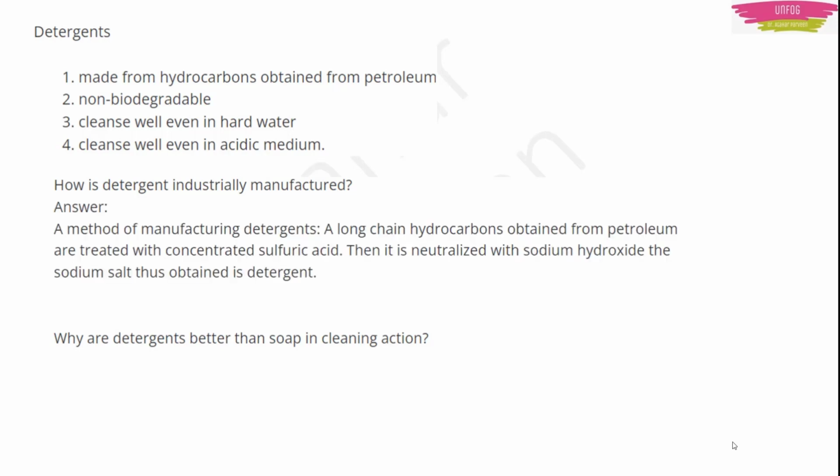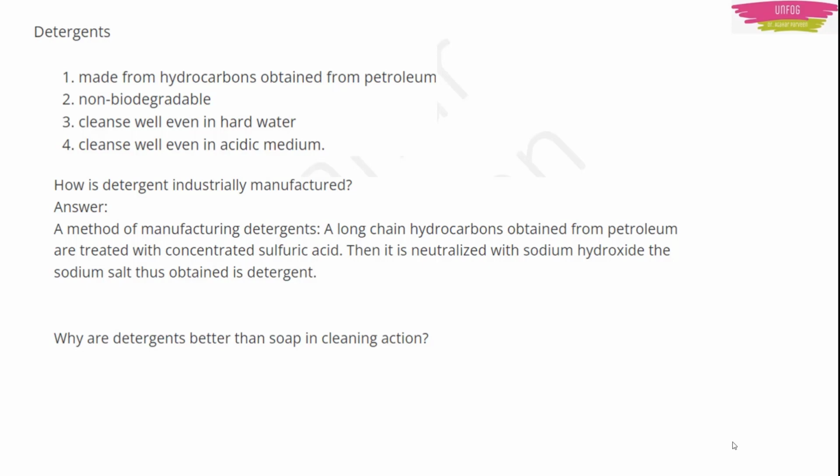So there is a method of manufacturing detergents. First, long chain hydrocarbons obtained from petroleum are treated with concentrated H2SO4, that is concentrated sulfuric acid. Then it is neutralized with sodium hydroxide, NaOH, to get the sodium salt. Thus you can obtain a detergent with this process.